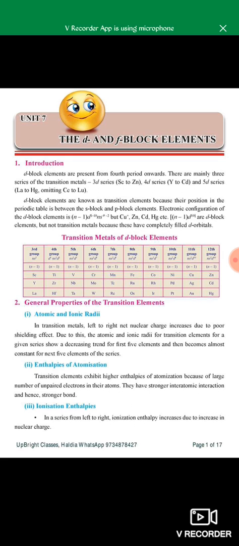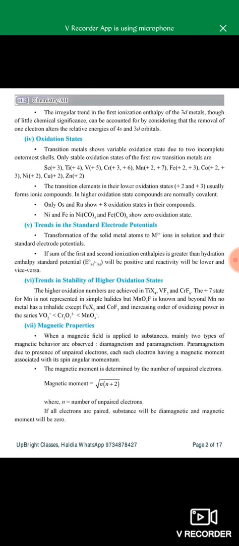We discuss the third property, ionization enthalpies. In a series from left to right, the ionization enthalpy increases due to the increase of nuclear charge. The regular trend in the first ionization enthalpy of the 3d elements, though of little chemical significance, can be accounted for by considering the removal of one electron after the negative energies of 4s and 3d orbitals.